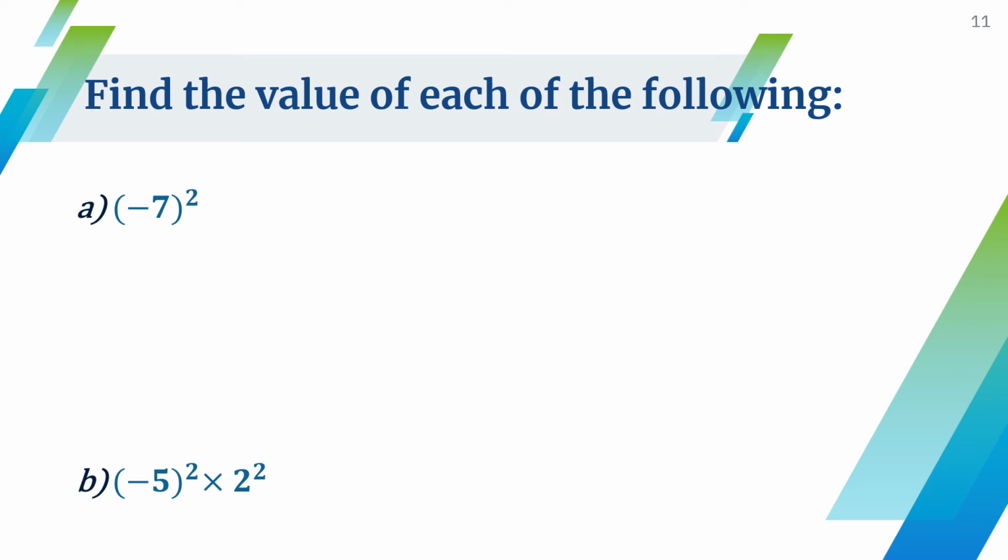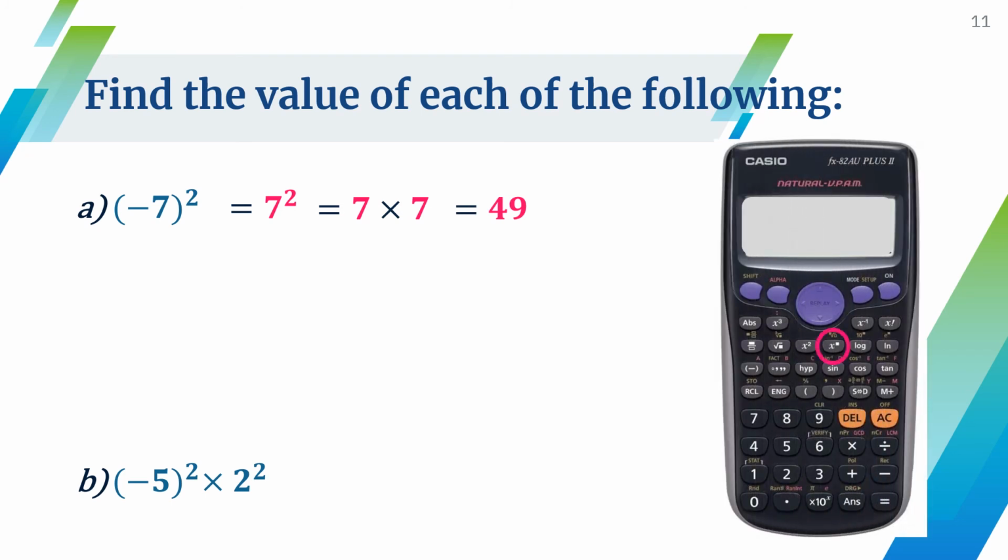Now find the value of each of the following. Negative 7 all power 2 equals 7 power 2 because the power here is even. Equals 7 times 7 equals 49. And you can check your answer by using your calculator. And this is the bottom of power.